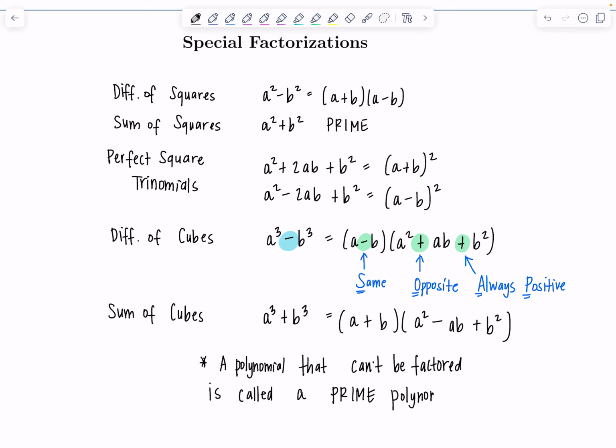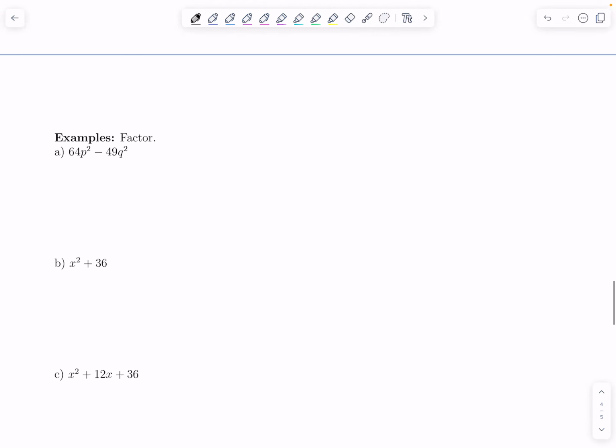So now let's practice using these special formulas. And again, I only have a couple examples, 4 to be precise. That's more than a couple, I suppose. But if you want more than 4, then you know where to go. Straight to that description box.